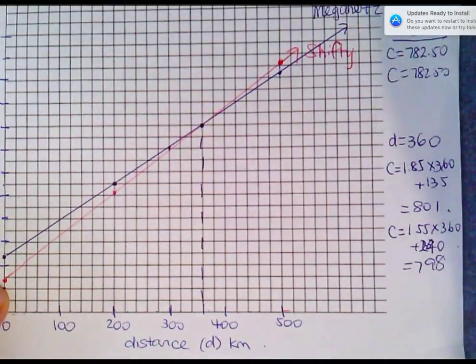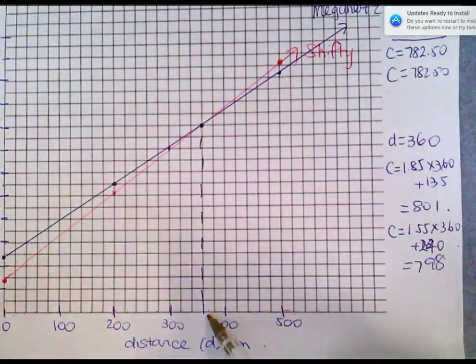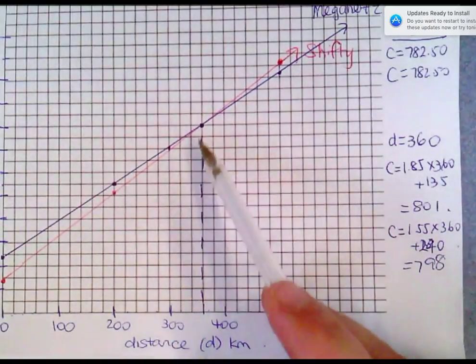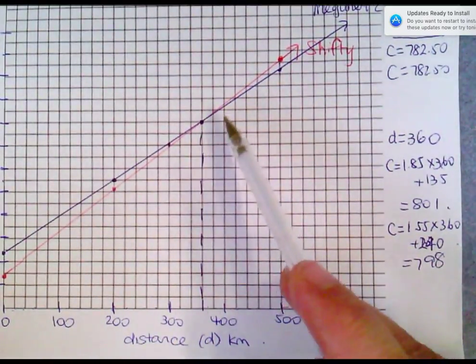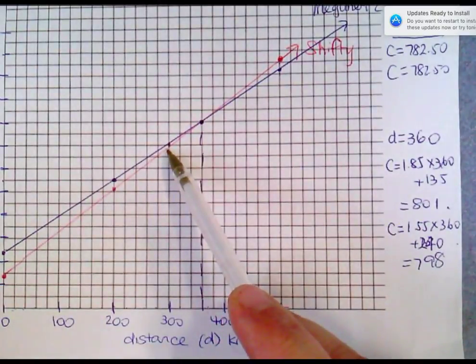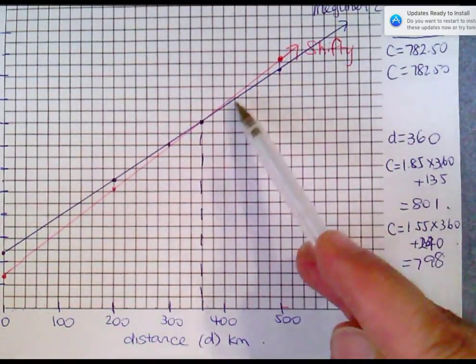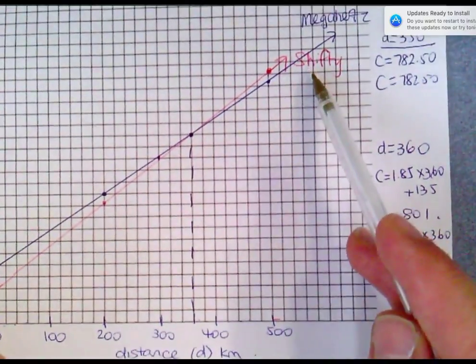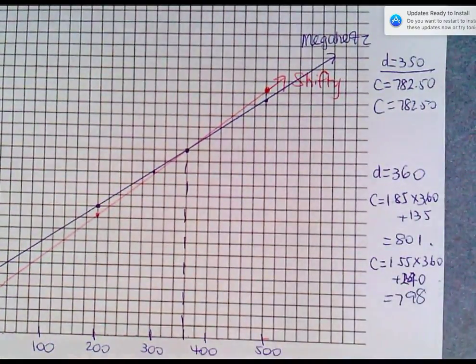What does that represent? Well, it represents the distance where the changeover, I suppose. So before 360 or 350 kilometres, the red one, which is Shifty, is cheaper. But after 350 or 360 kilometres, Megahertz becomes the cheaper company. The blue one becomes the cheaper company.